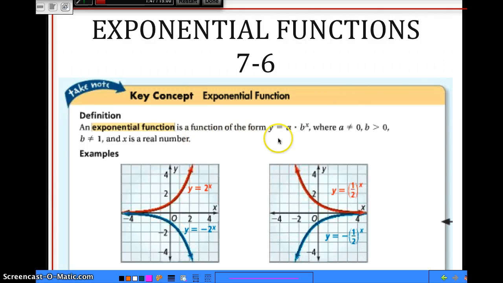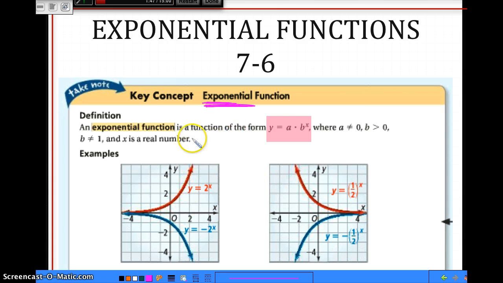An exponential function is a function of the form y is equal to a times b to the x, where a is not equal to 0 and b has to be greater than 0, b is not equal to 1, and x is a real number. All in all, what you have to understand is an exponential function really means that the variable, which is your x right here, is actually in the exponent's position, exponential. That's where they're getting that from.